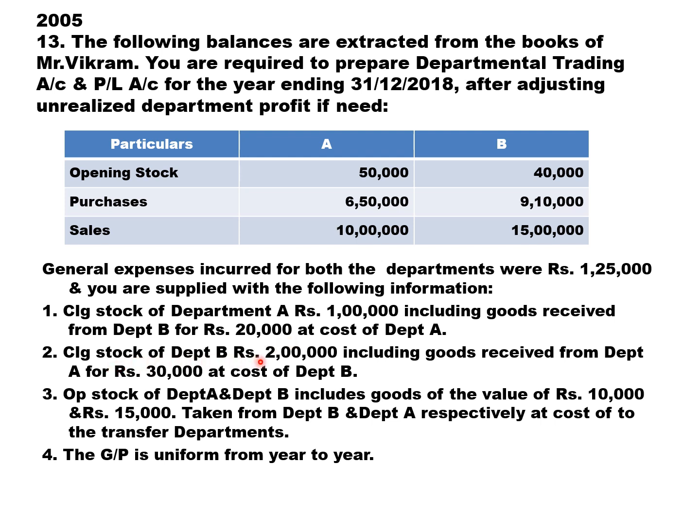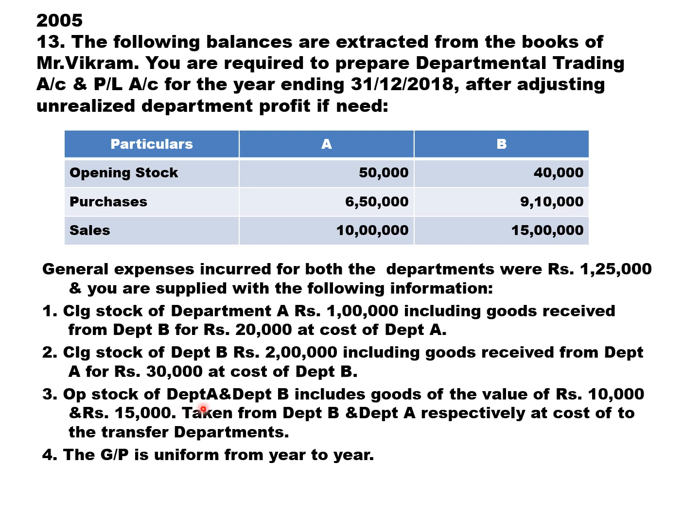Closing stock of Department B is 2 lakh including goods received from Department A for rupees 30,000 at cost of Department B. So B's closing stock is 2 lakh, and in that 30,000 is received from A. So calculate stock reserve for Department B on 30,000.